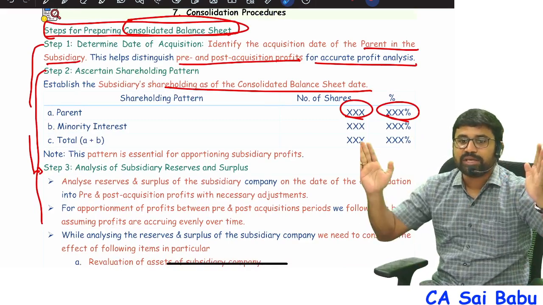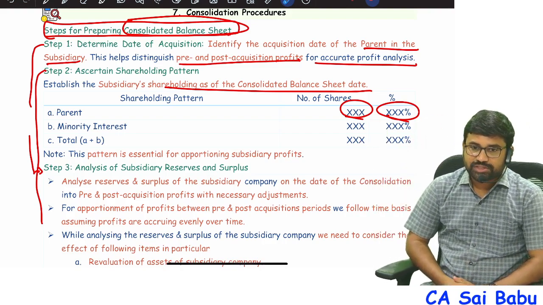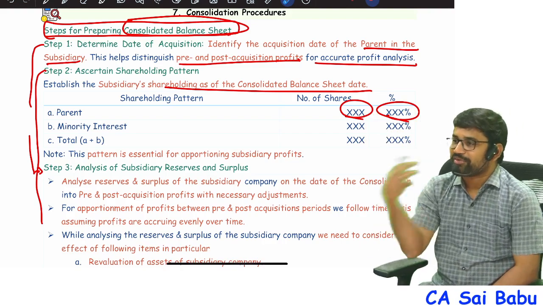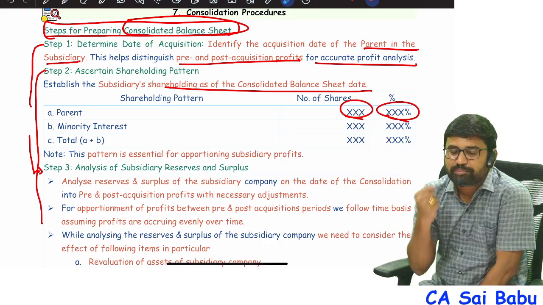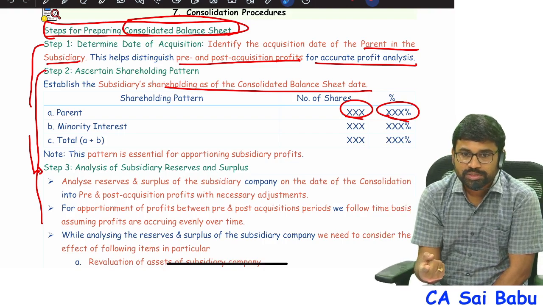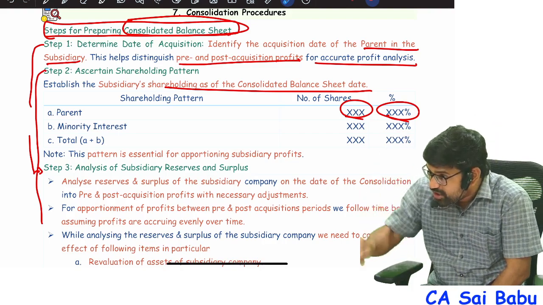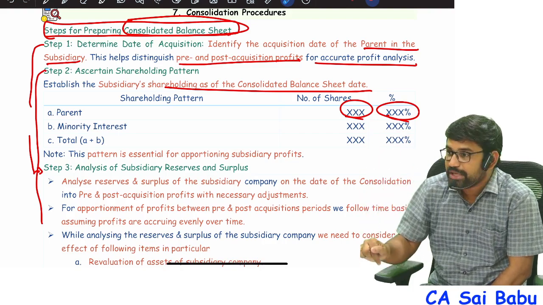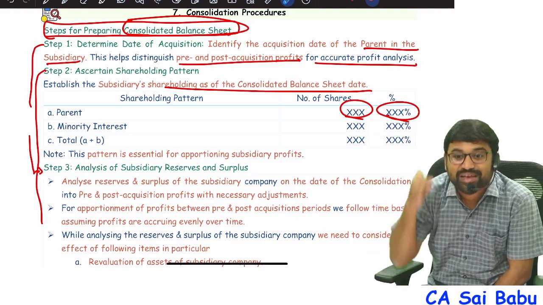First, tell me, what is the first step? Date of acquisition. On which date parent acquired subsidiary? This date is relevant for analyzing the subsidiary company profits into pre and post. Step number 2, shareholding pattern on the date of consolidation. On the date of consolidation, in the subsidiary company, parent company is having how much? Minority shareholders is having how much?